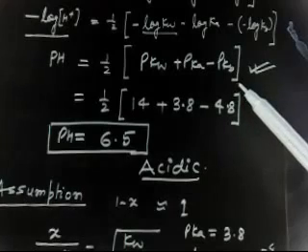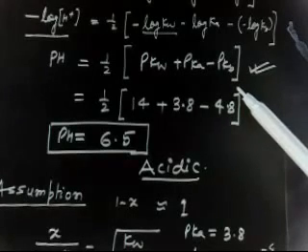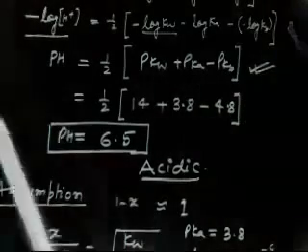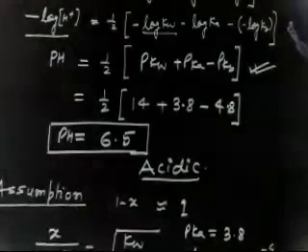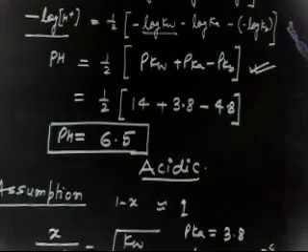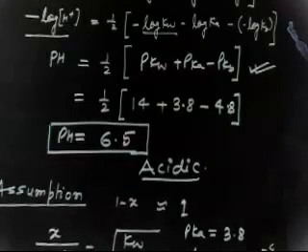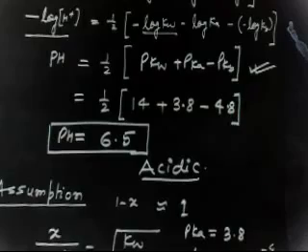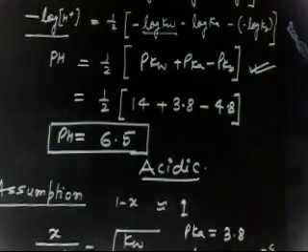If the pKb is higher, then the solution will be more acidic. Are you getting or not? If the pKb is higher, this means the hydrolysis constant is lower. If the hydrolysis constant is higher, you can think for yourself, in that case the H plus will come more due to the hydrolysis of the base. So this is all about this problem.